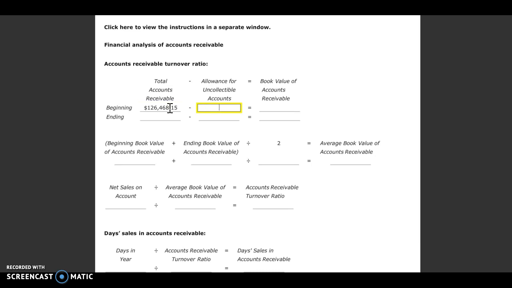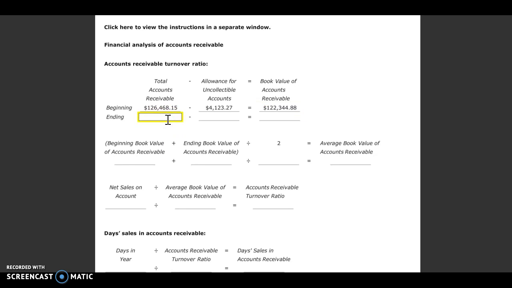That's going to be 126,468.15. Okay? And then it says that we need to subtract from that the allowance for uncollectible accounts at the beginning. So that's going to be 4,123.27. Okay, so we'll subtract those two numbers to get our book value for the beginning. And so that gives us 122,344.88.